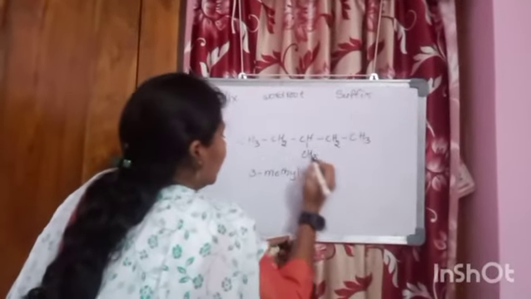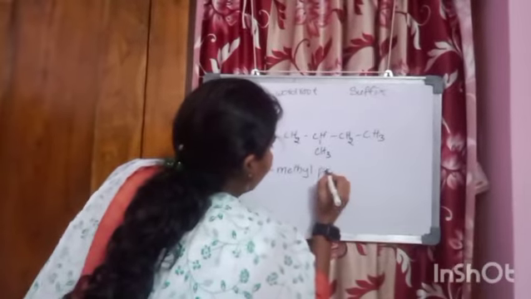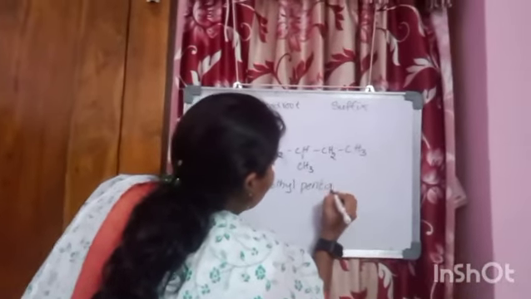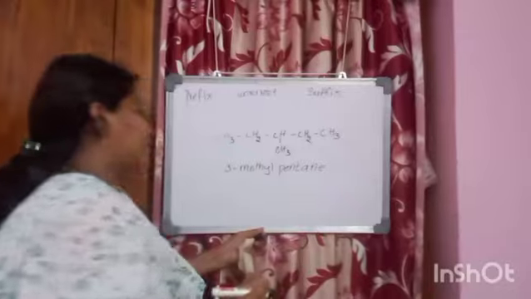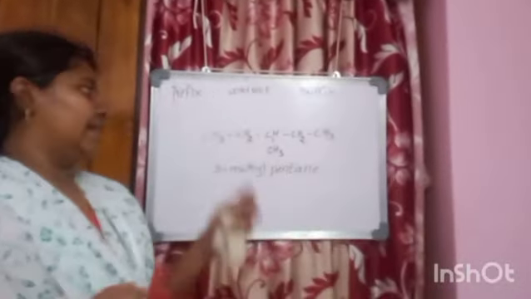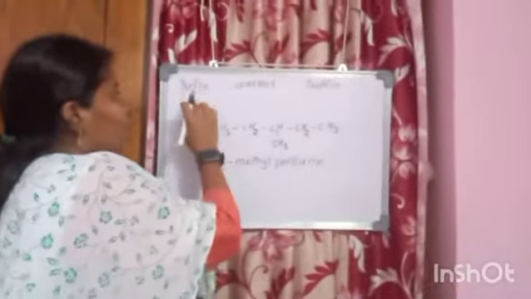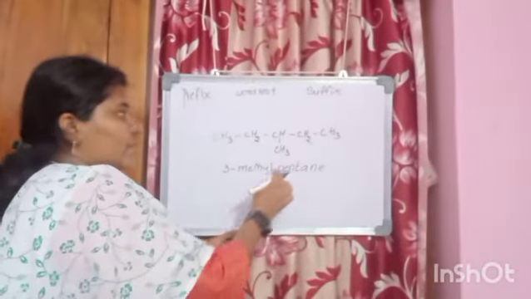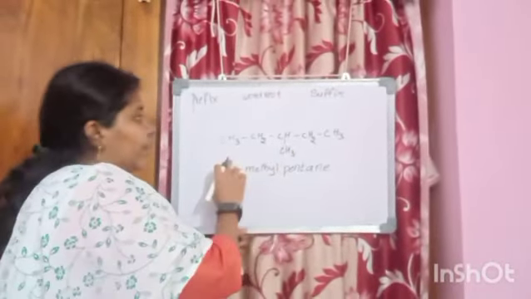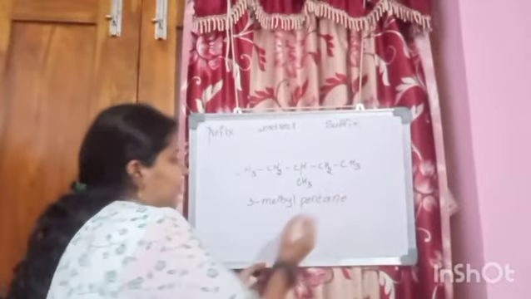1 2 3 4 5, pentane, 3-methyl pentane. What is the structure name? 3-methyl pentane. Here, now what is prefix, what is word root, and what is suffix? Now I am going to explain from the structure.